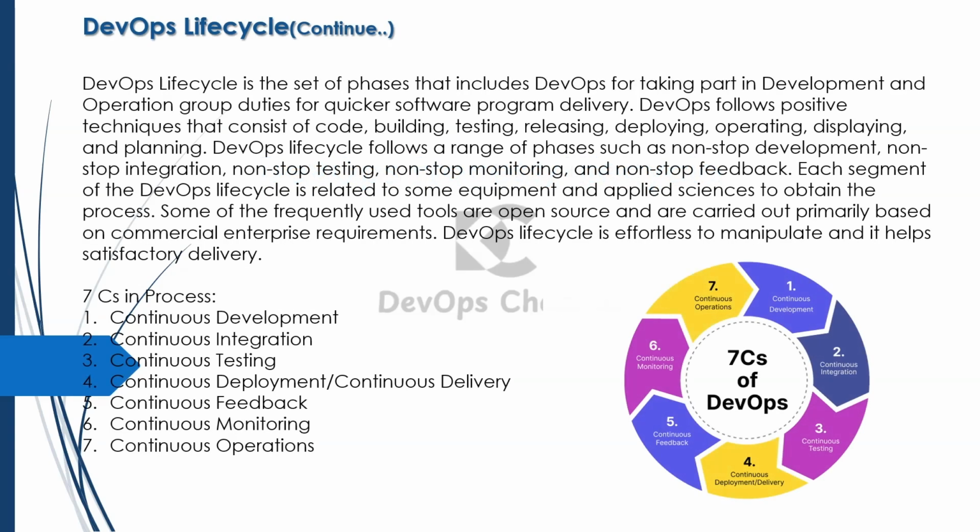The DevOps lifecycle is a set of phases that includes development and operation group duties for quicker software delivery. While we were discussing DevOps and traditional differences, we also saw that there is a plan phase, then a develop phase, then a test phase. They are also included in this, and they are also the same.